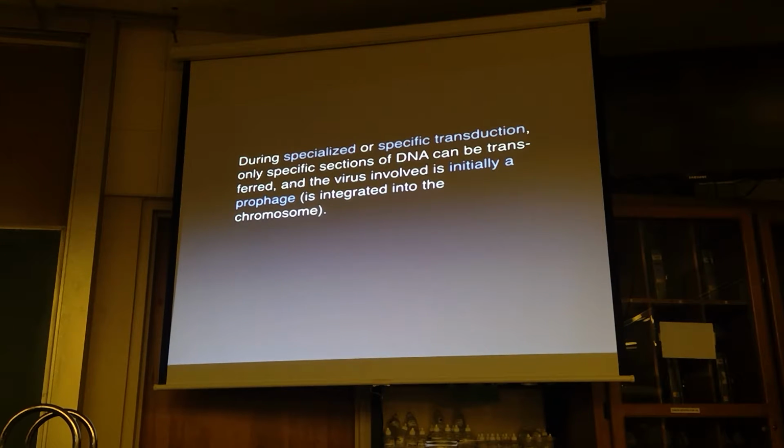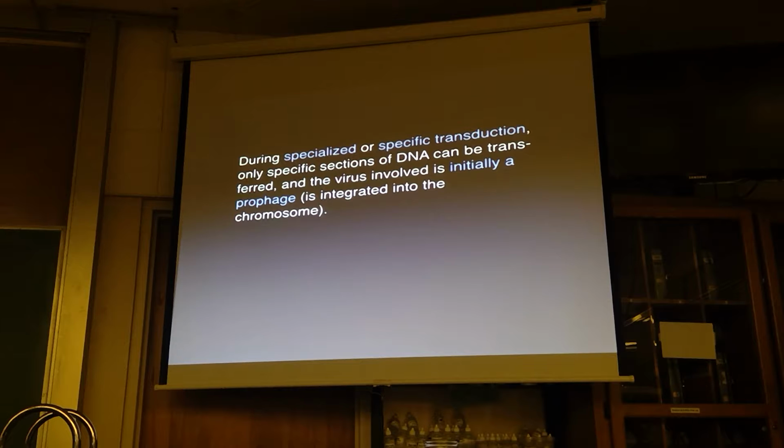If transduction is specialized or specific, this means that only a certain segment of DNA can be transferred from the original host cell. And it's going to involve a virus that is a prophage to start with. So we look at our original bacterial host, the virus is in the chromosome, and it's going to get out of the chromosome. When it gets out, it can only take a piece of DNA that's adjacent to it in the chromosome. This is why it's called specialized transduction. It can't take any part of the chromosome, it just has to be the part it's attached to.